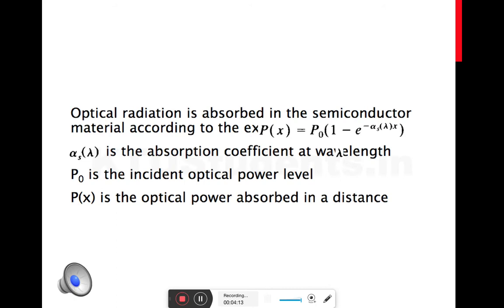In this PIN photodiode, whenever light is incident on a semiconductor material, the optical radiation is absorbed, and correspondingly electrons and holes are generated. The power absorbed is given by the expression P(x) = P0 (1 - e^(-alpha_s(lambda) x)), where alpha_s(lambda) is the absorption coefficient at the wavelength lambda, P0 is the incident optical power level, and P(x) is the optical power absorbed in a distance x.